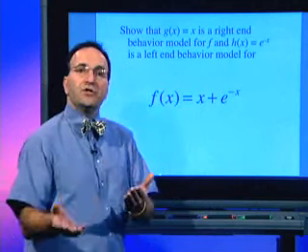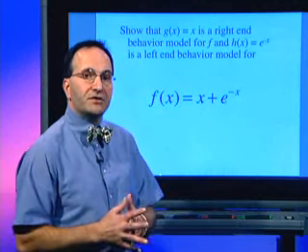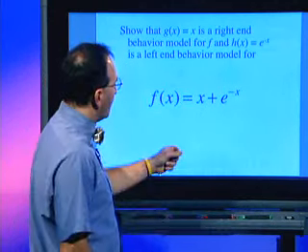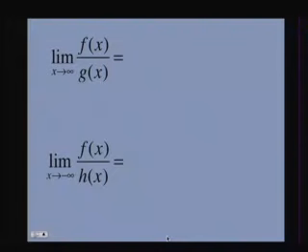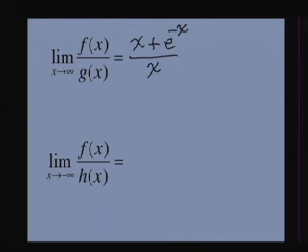Okay, so what we need to do is apply that definition that we just looked at. We need to look at the limit as x goes to infinity of f of x divided by g of x. And in this case, we know that f of x is equal to x plus e to the negative x, and we were told to use g of x equals x.